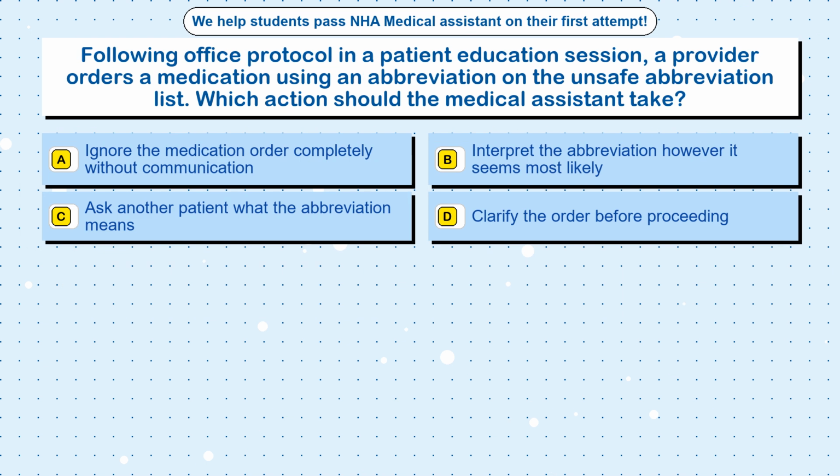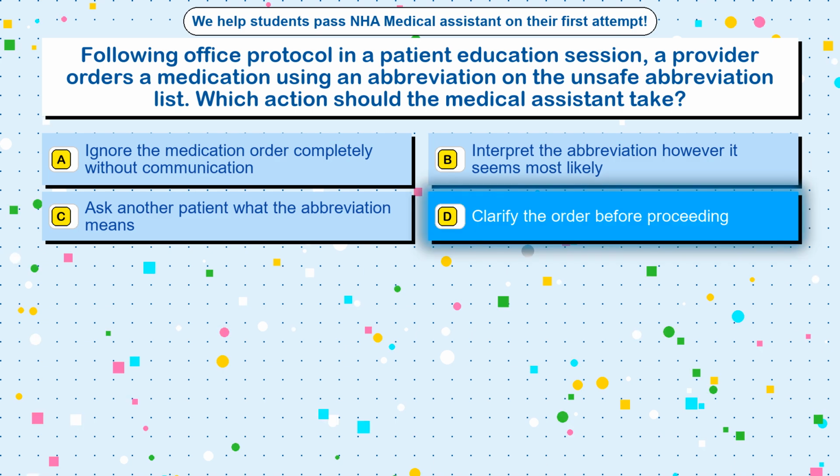Question 39. Following office protocol in a patient education session, a provider orders a medication using an abbreviation on the unsafe abbreviation list. Which action should the medical assistant take? Option A, ignore the medication order completely without communication. Option B, interpret the abbreviation however it seems most likely. Option C, ask another patient what the abbreviation means. Option D, clarify the order before proceeding.